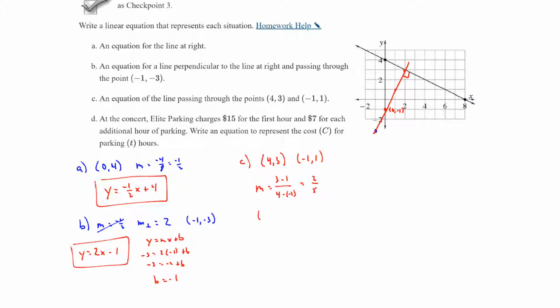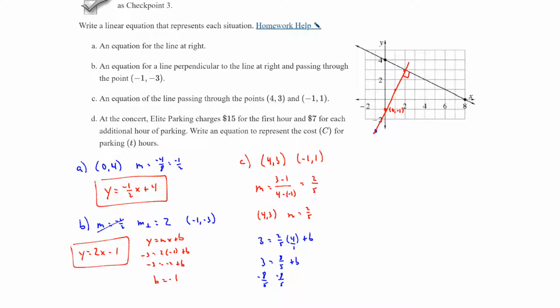And I'm going to use the point (4, 3), so only positives, and then we'll use the slope that we just found, which was 2/5. Plug in the information that we know. Y is 3, m is 2/5, times x is 4, plus b. And then we'll solve for b. So 2/5 times 4 would be 8/5. Remember, 4 is over 1, so that's 8/5 plus b. Subtract 8/5 from both sides.